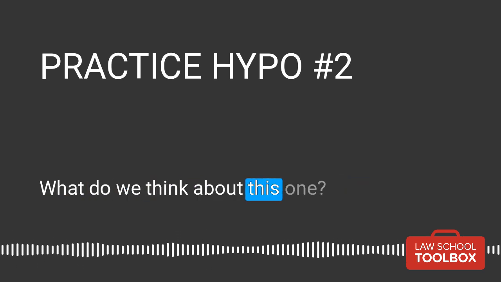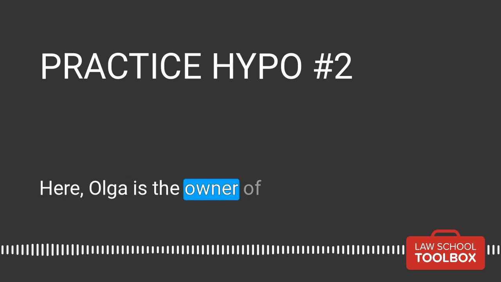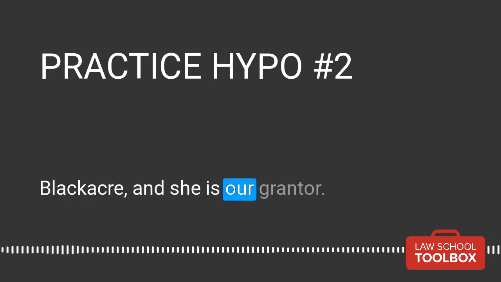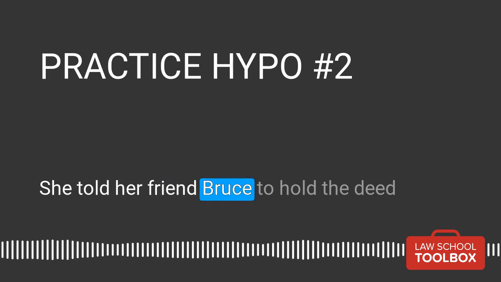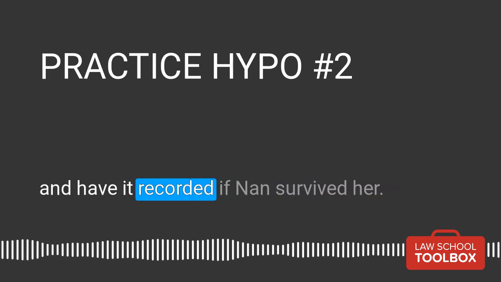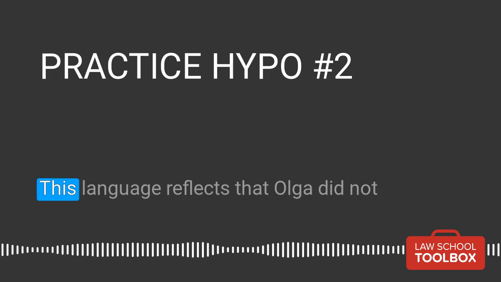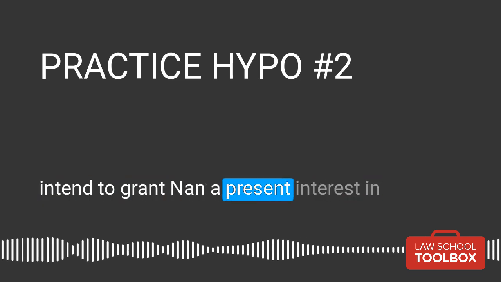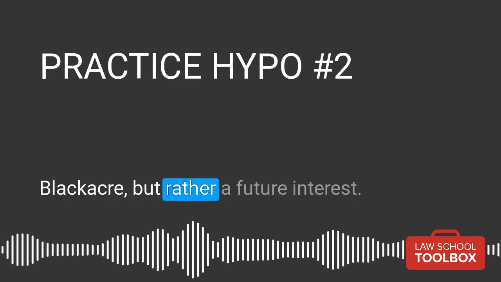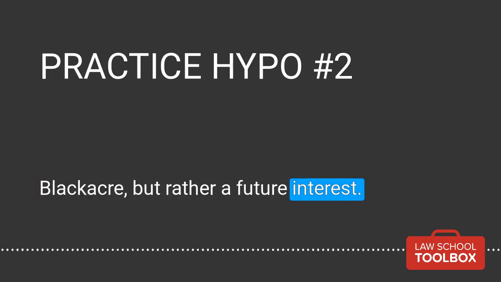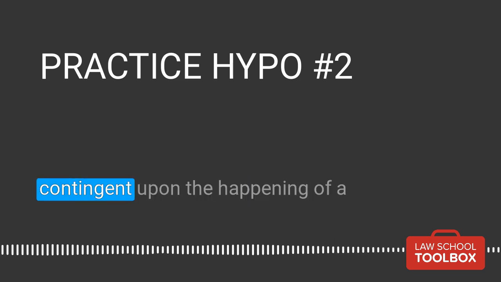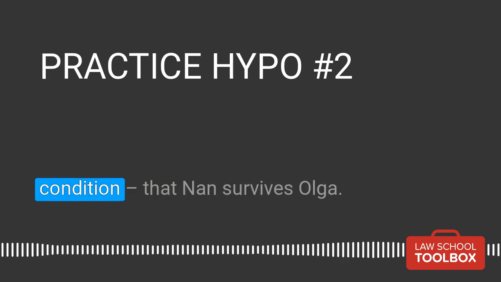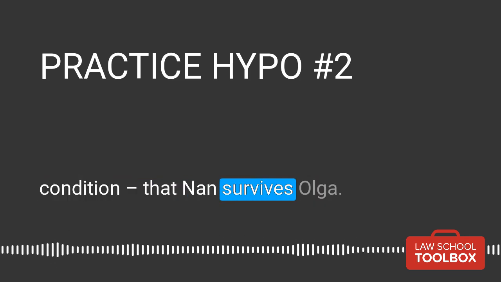What do we think about this one? Here, Olga is the owner of Blackacre and she is our grantor. She told her friend Bruce to hold the deed and have it recorded if Nan survived her. This language reflects that Olga did not intend to grant Nan a present interest in Blackacre, but rather a future interest. And that future interest is contingent upon the happening of a condition, that Nan survives Olga.